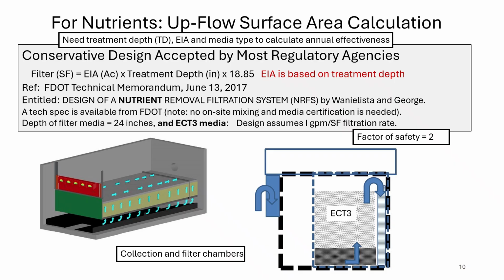The standard design uses a filter media depth of 24 inches with ECT3 media, and the entire calculation assumes a filtration rate of 1 gallon per minute per square foot of filter media. That assumed rate of 1 gallon per minute per square foot is actually embedded in the derivation of that 18.85 constant in the formula, and we'll walk through how that number is derived in the next slides. To summarize what you need to run this calculation: the treatment depth, the EIA, and the media type. The design also incorporates a factor of safety of 2, which contributes to its conservative and widely accepted nature.